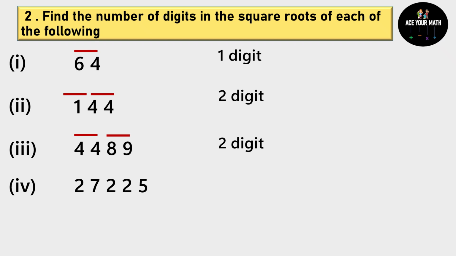On the next sum, start pairing from the right hand side. So 25 forms one group, 72 forms another group, and 2 forms another group. So 3 groups or 3 pairs we have formed. So the answer is in 3 digits.